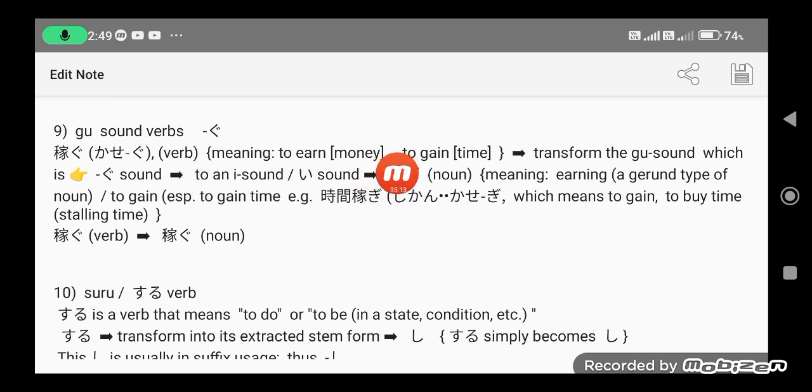We get the extracted stem or masu stem form of kasegu. It's now kasegi. And kasegi is now a noun which has a meaning of earning, or a gerund type of noun. Gerunds are verbs ending in ing that act as a noun. Or to gain, especially to gain time. Jikan kasegi is gaining time or to buy time. Example, jikan kasegi, which means to gain time or to buy time, or just stalling to buy time. So that's kasegi.